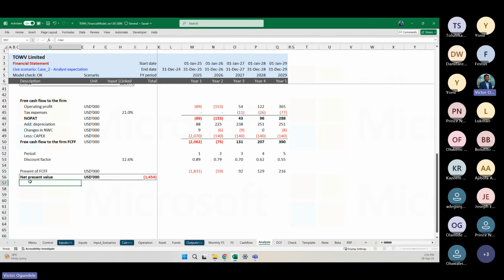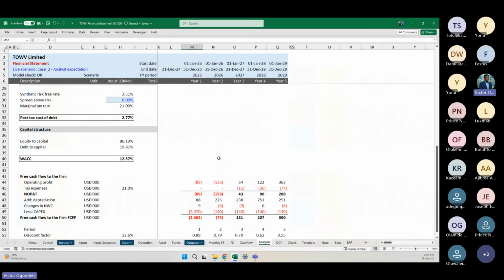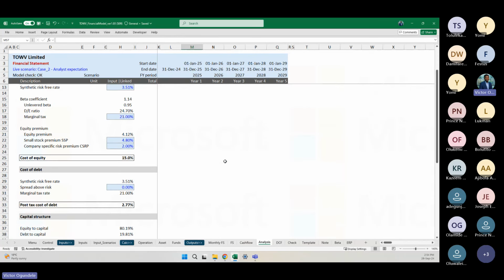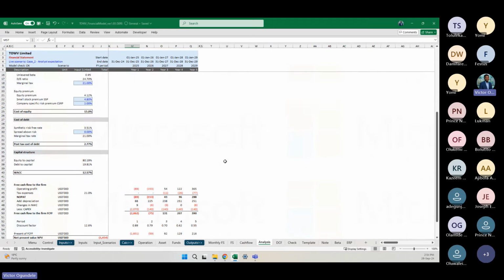And if we calculate our IRR, so internal rate of return, IRR, in percent, then just use our Excel formula equal to IRR. I'll just highlight all my free cash flow to the firm, not the net present value. And this will also give us something negative, which is also telling us this business is not viable over this particular period. All right, so here I'm going to drop my pen.